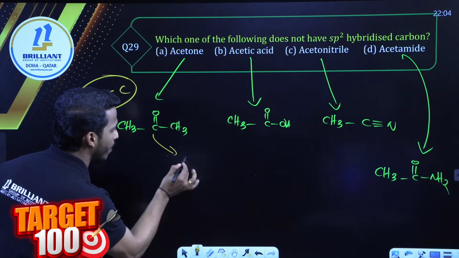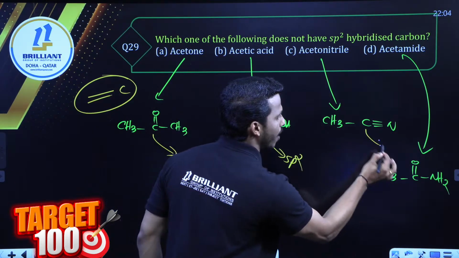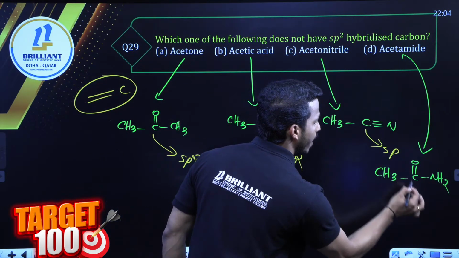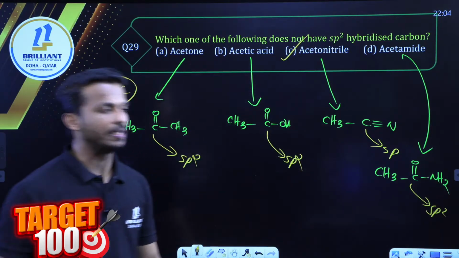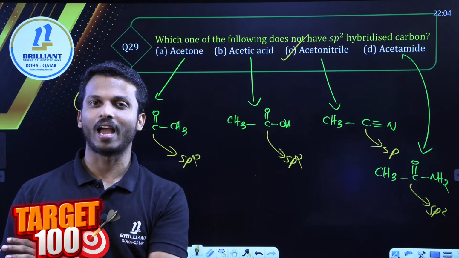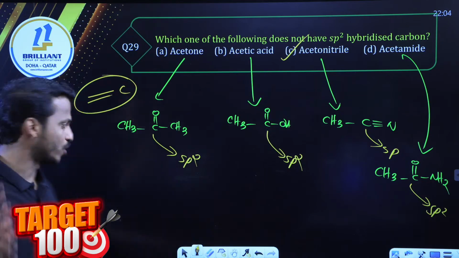Dear all, this carbon is sp2. This carbon is sp2. But this carbon, dear all, has a triple bond connection. That is sp. And this is also sp2. So what is our answer? Option C. Careful, okay? We may know the concept, and the compound structure is also very important.